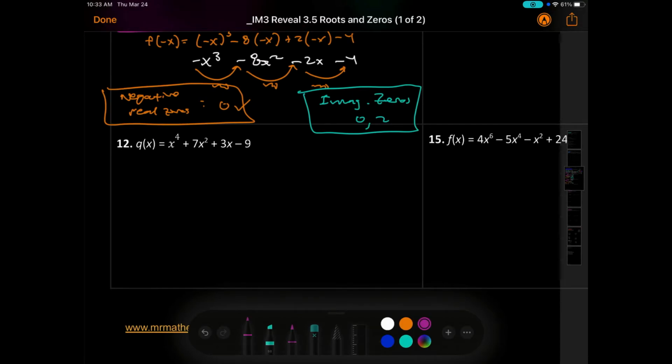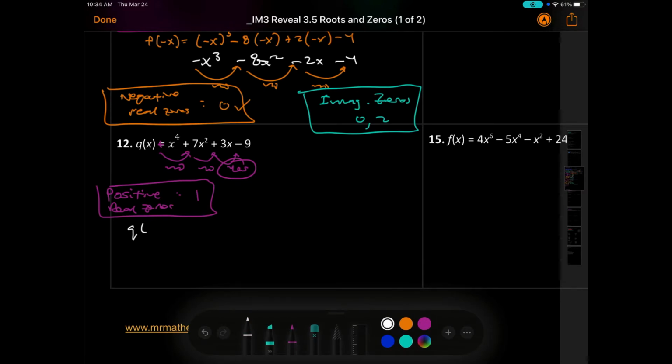Number 12. This is a plus, so this would be no, no, yes. Positive real zeros are just going to be 1. Let's put in our negative x.